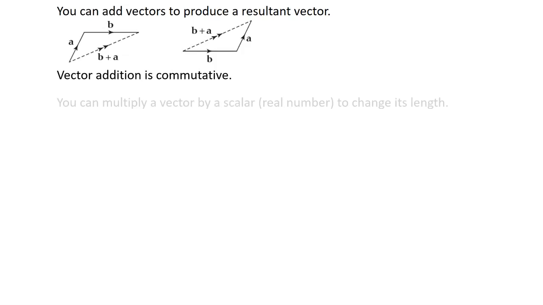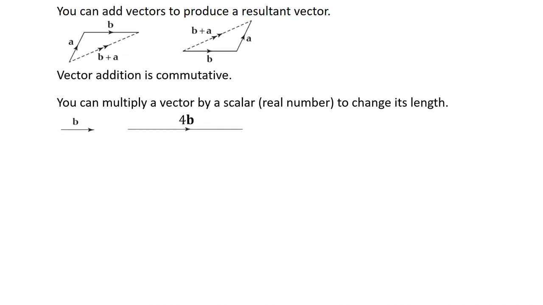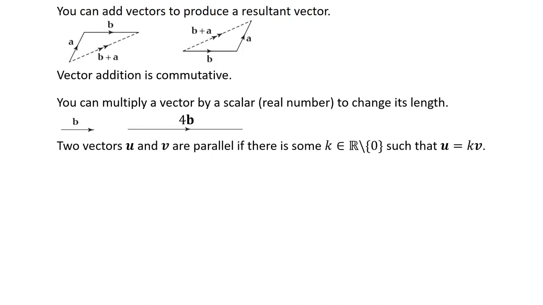Either is fine. We can also multiply a vector by a scalar, which is a real number, to change its length. So if this is vector B, then 4B is just going to be 4 times as long, going in the same direction. We can say that two vectors are parallel if there is some real number that's not 0. That means that the multiple of one vector is the other vector.